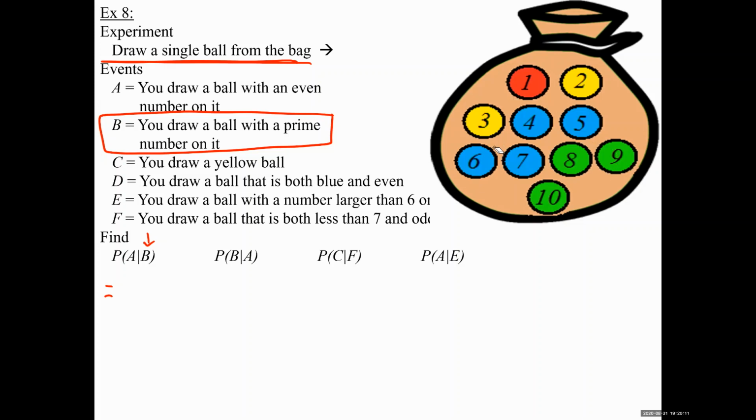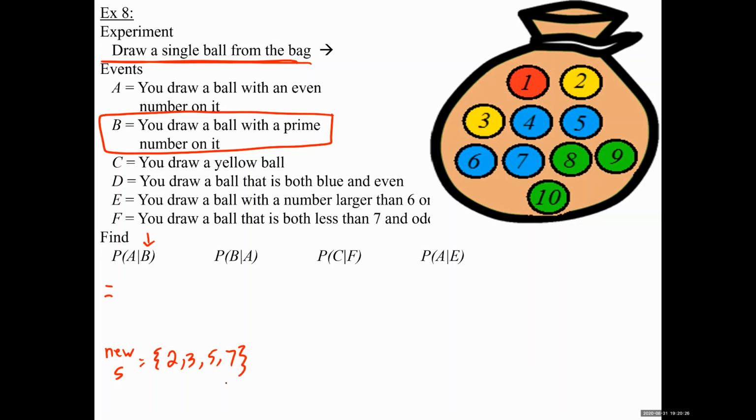It's got a prime number on it. You've eliminated some things from being possible, so I want to figure out what's still possible. I'm going to call this the new sample space. If you tell me it's prime, then it has to be the number 2, 3, 5, or 7. Those are the only primes in the bag.